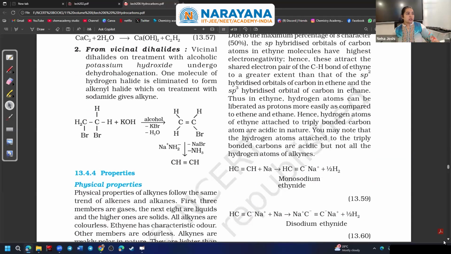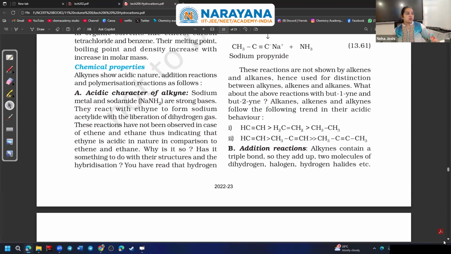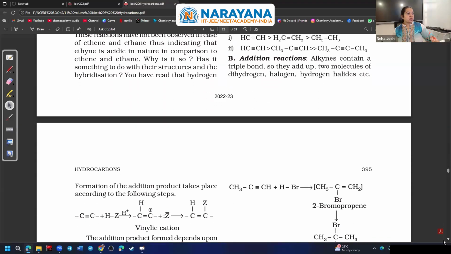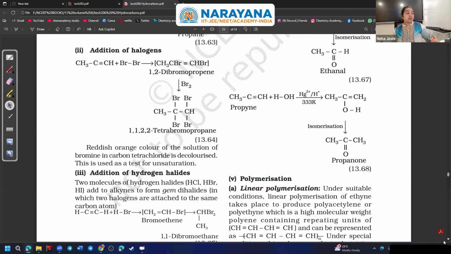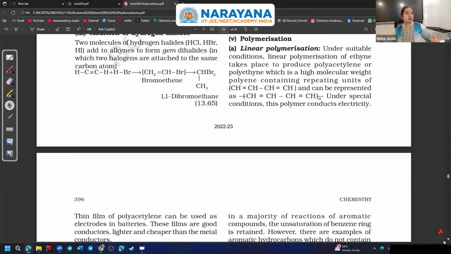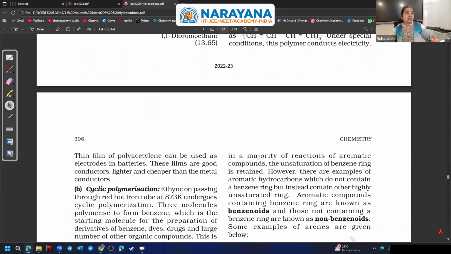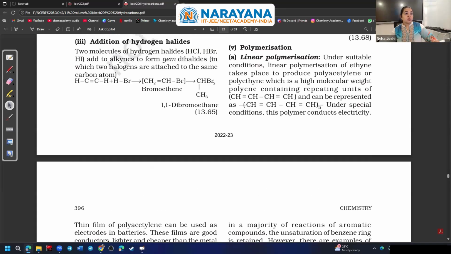Chemical properties, of course, their acidity we have seen, addition reactions, addition of water, dihydrogen, halogen. See, in alkynes, they are not referring to ozonolysis. They don't give ozonolysis in alkynes in NCERT. That is what I said, no good author has referred. But in linear polymerization of alkynes, under suitable condition, linear polymerization of ethyne takes place to produce polyacetylene or polyethyne, which is a high molecular weight polyene containing these units and can be represented like this.